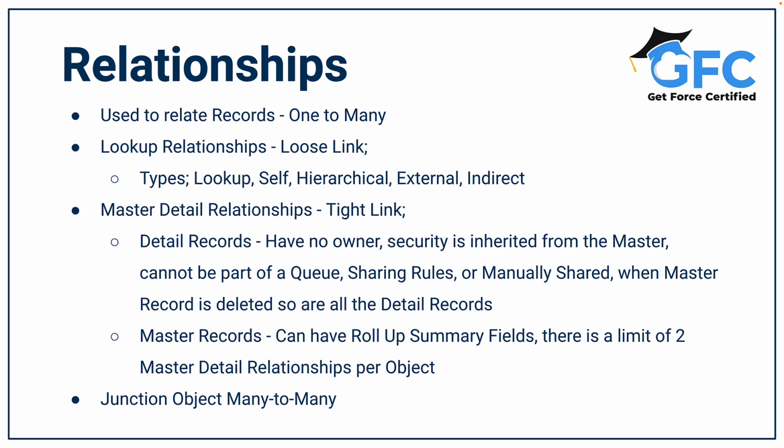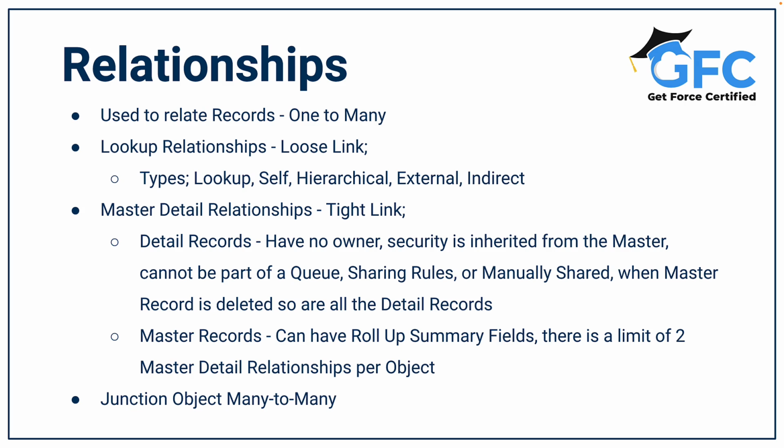A really important thing to know is that when a master record is deleted, so are all of the detail records. That's really important, so make sure you remember that. While the standard relationship out of the box with Salesforce is one-to-many, you can create a junction object to facilitate a many-to-many relationship. The junction object just sits between the two objects and is on the detail side of a master detail relationship with both.